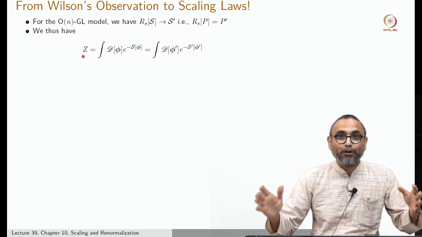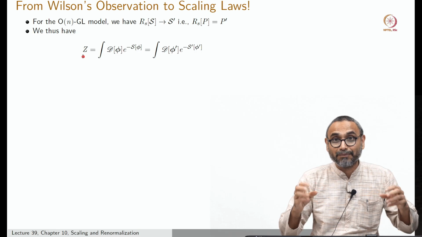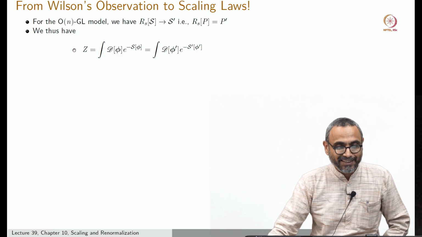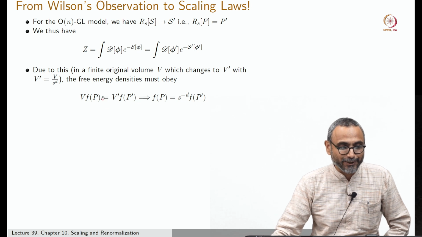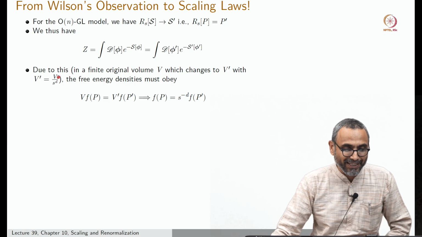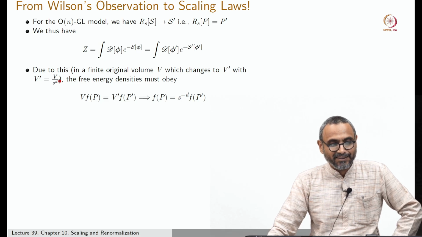Now, if I think of working with a system with periodic boundary conditions and think of having a system with volume V, then under the scale transformation, if you had done it with a finite volume, you will see that the new volume V prime is related to the old volume by S to the power D. This is simply coming from the definition, right?